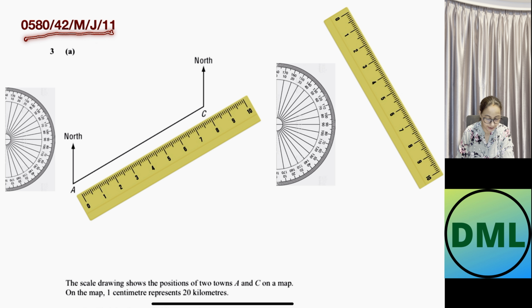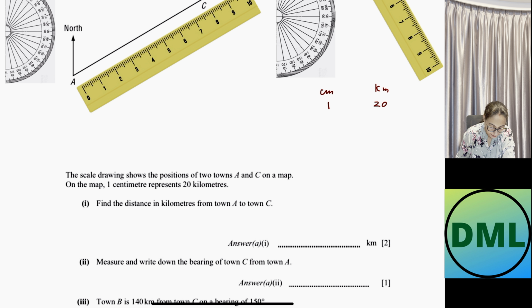058042 May June 11. This is the diagram they have given to you. The scale of drawing shows the position of the two towns A and C on the map. This is the position A and this is the position C. On the map, 1 centimeter represents 20 kilometers. Find the distance in kilometers from town A to town C. I need to calculate the distance between both the towns.